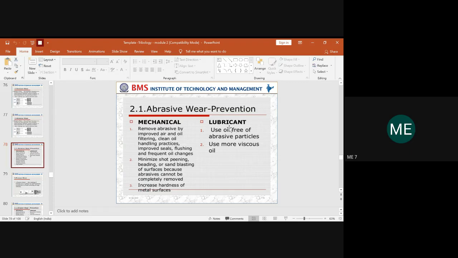Abrasive wear can be overcome from two perspectives: one is mechanical, and another is the lubricant. So what do you do here? First, I've told you that we have to use a better hard coating material, which we have discussed already. Apart from that, you should remove abrasives by improved air and oil filtering, clean oil handling practices, improved seals, flushing and frequent oil change. If you follow these protocols, the surface of the hard material will be almost smooth enough without any asperities. Asperities are nothing but the sharp edges. If you don't have these sharp edges across the hard materials, obviously it won't result in the formation of wear across our soft materials.